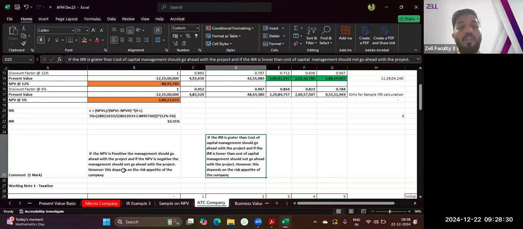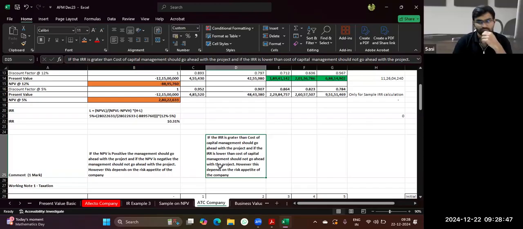So guys, these are the two common statements that you can write. You don't even need to calculate and you can still get your 1 mark. If the IRR is greater than cost of capital, the management should go ahead with the project. If it is lower, the management should not go ahead with the project. However, it depends on the risk appetite. Clear?